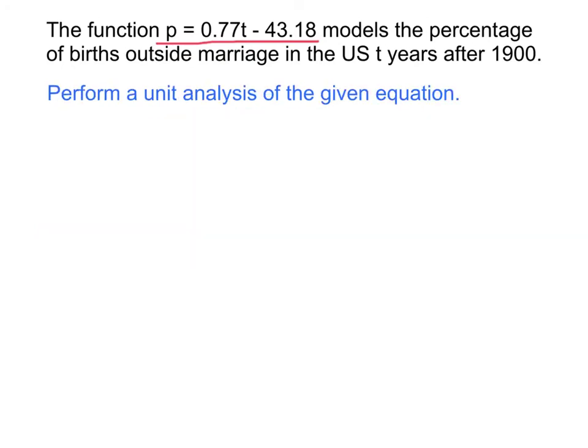Now there's one last thing I'd like to go over in this section, and that's how to perform what's called a unit analysis of an equation. And that's basically to show that when you have an equation like the one we have here, where we have p equals 0.77t minus 43.18, that the units on both sides of the equation are equal. And so let me show you how we can do that. So first, let me just rewrite that equation down below here. So p equals 0.77t minus 43.18. And we want to take all the numbers out, but just fill them in with what the units are for each thing.